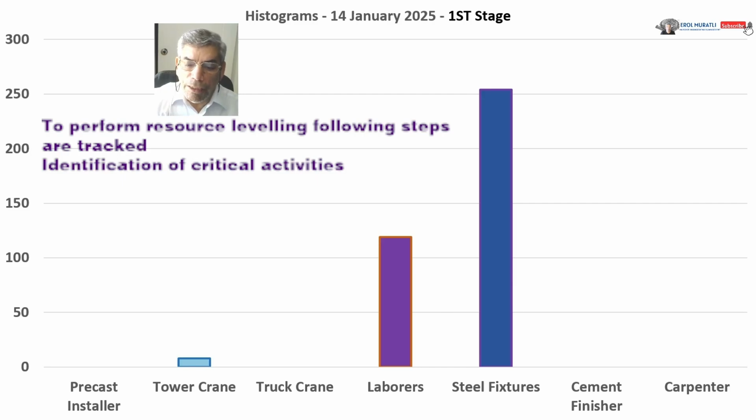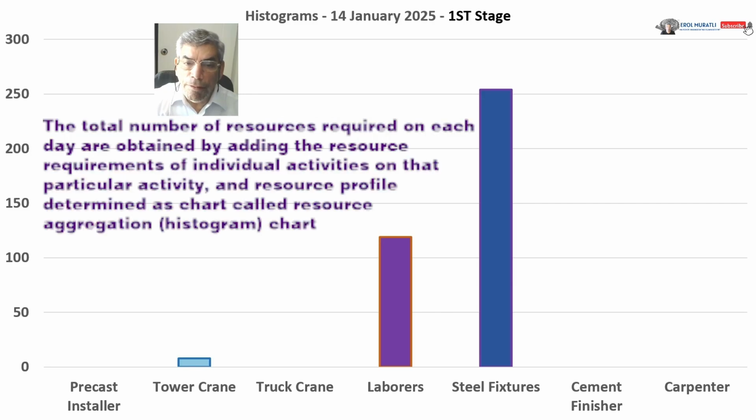Identification of critical activities. The total number of resources required on each day is obtained by adding the resource requirements of individual activities on that particular day, and the resource profile is determined as a chart called the resource aggregation histogram chart.